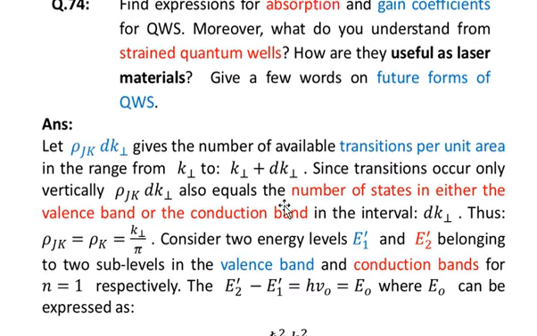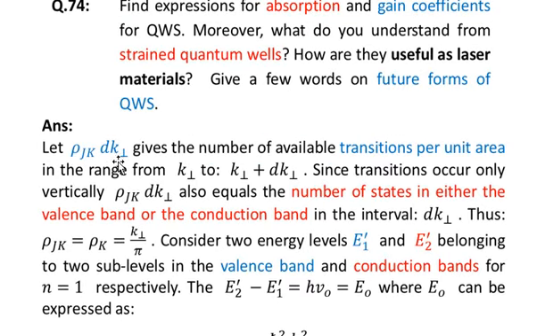So you see that we have represented the density of states over here. For example, rho j k dk perpendicular, this is what we have defined, and we have said these are the transitions per unit area, and these also provide you the number of states in either the valence band or the conduction band. In precise words, these are the number of states in either the sub levels in the valence band or the sub levels in the conduction band in the interval dk perpendicular, that is from k perpendicular to k perpendicular plus dk perpendicular.